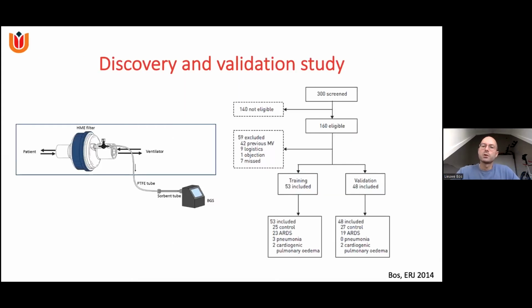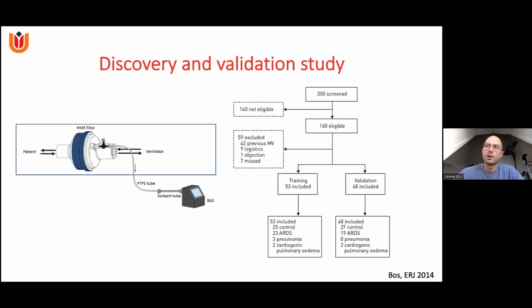So first, I will talk about a discovery and validation study that we did about 10 years ago in the University Medical Center in Amsterdam. In this study, we screened consecutive patients on invasive mechanical ventilation and analyzed the breath signals if they were not previously ventilated and had a risk for ARDS. So they were not with completely healthy lungs. And we split that population into a training and a validation cohort based on the time the patient presented to the unit. So it's a temporal validation cohort.